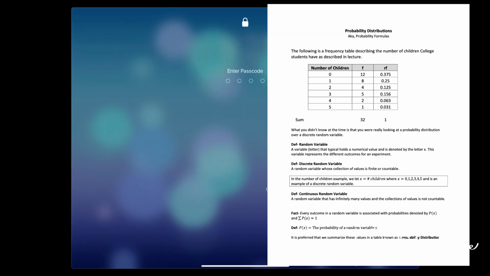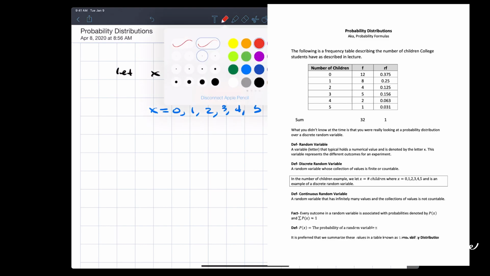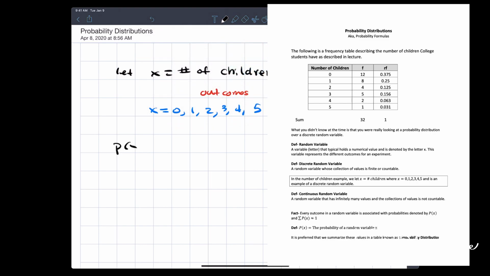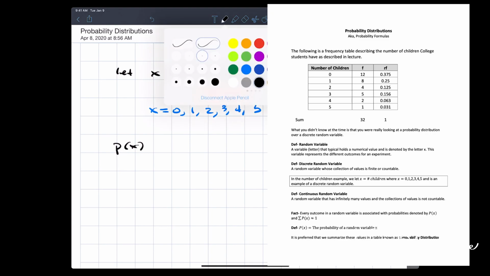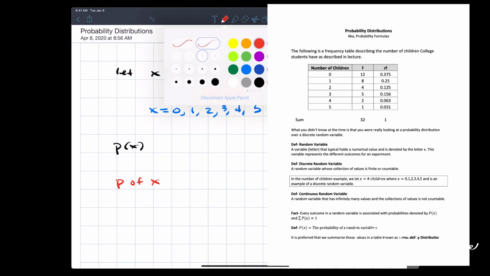You guys want to tell me what the first column is? Isn't this column here? Number of children, 0 through 5. And then the next column is the frequency column: 12, 8, 4, 5, 2, and 1. I don't want you guys to focus on that. I want you guys to focus on the relative frequency column, because we have another definition here for you guys. This is P of X. This is how we say it in words. P of X, it's functional notation here.